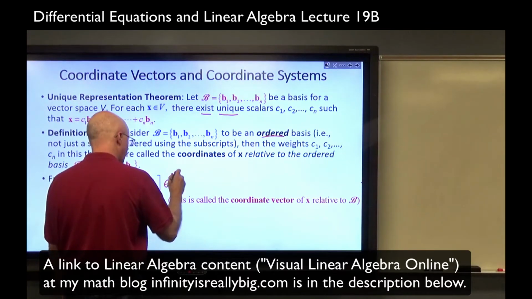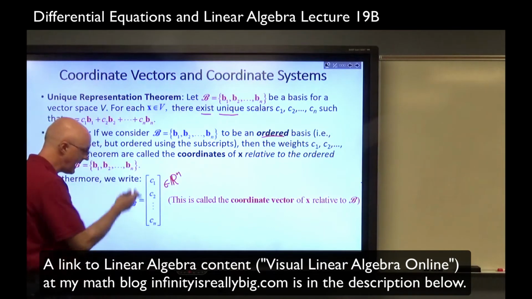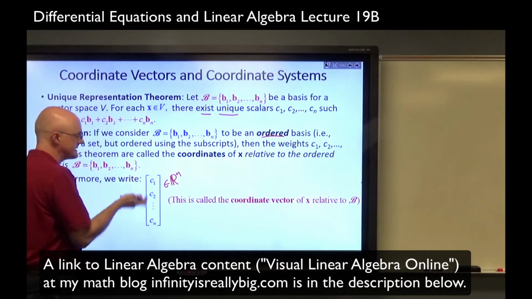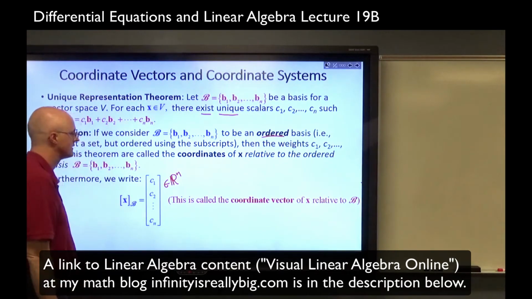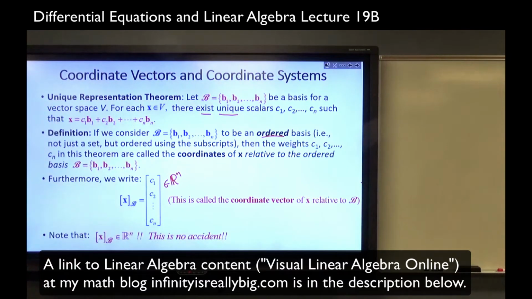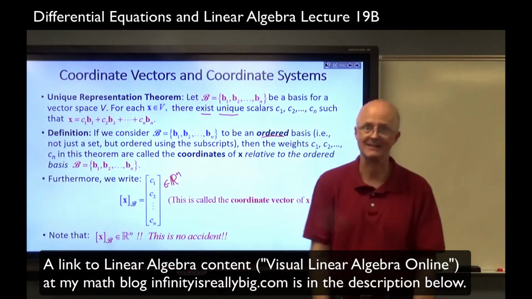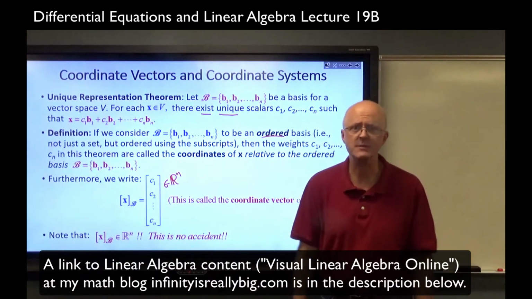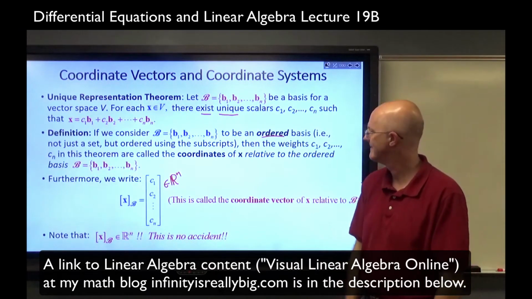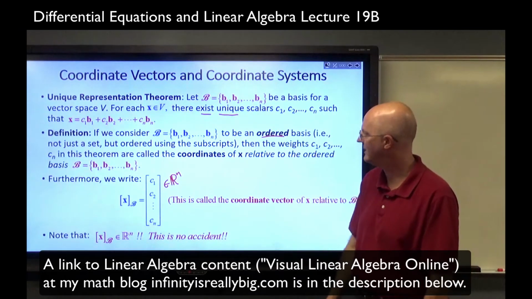This is an element of Rn. You create a column vector with the c's as the components. It is an element of Rn. This is no accident. We want that to happen. Why? Talk about why here in a second. Well, in a nutshell, it's useful. It's not an accident. We wanted it to be Rn.